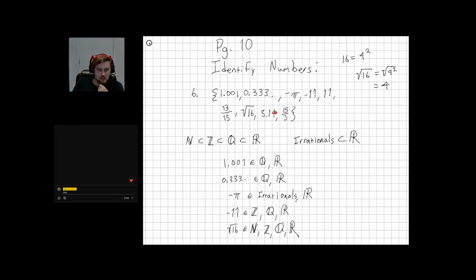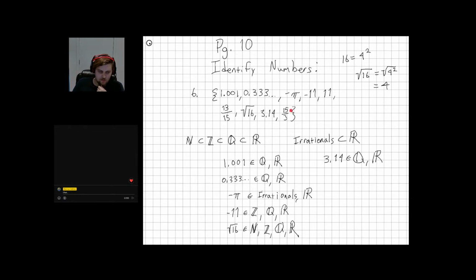3.14, that's the start of the decimal approximation for pi. So I think this is trying to trick us up and say, well, this is irrational. But look, the decimal ends for sure, 3.14. If the decimal ends, then it's a rational number. Okay, so 3.14, definitely not an integer, but it is in the rationals and it is in the reals.